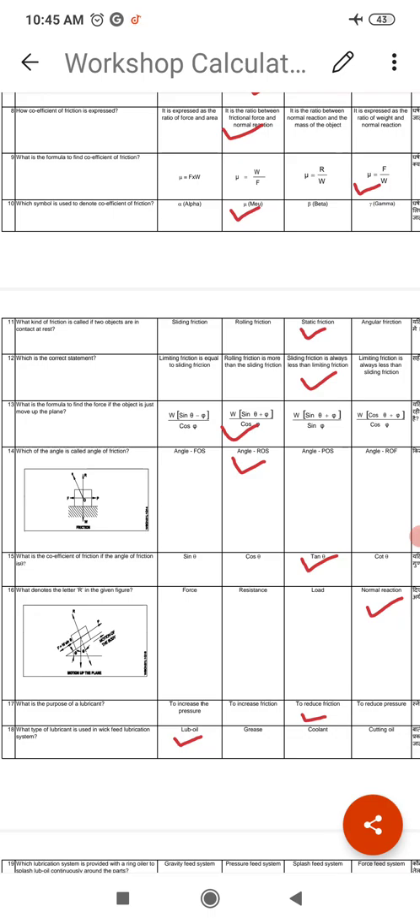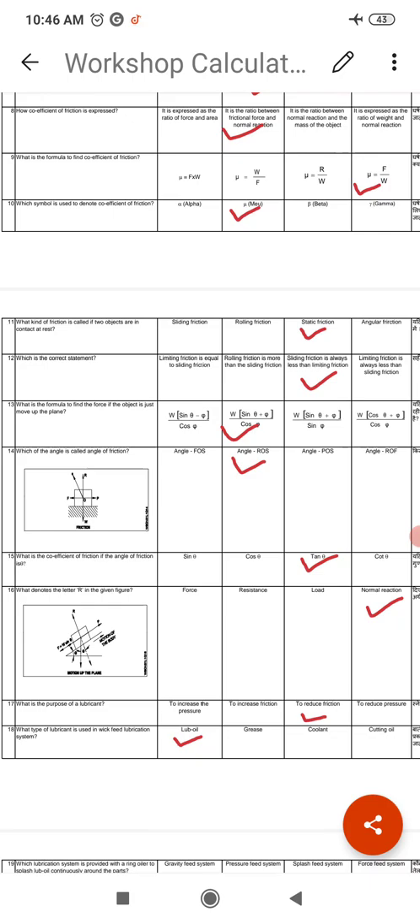Next, what is the coefficient of friction if the angle of friction is theta? The answer is tan theta, option C. Next, what is denoted by the letter R in the given figure? The answer is option D, normal reaction.